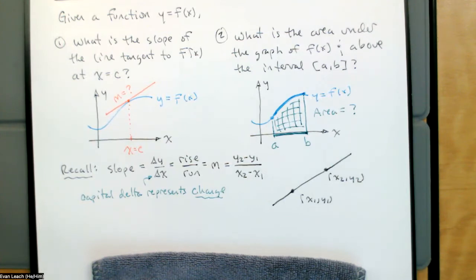Here's the thing though. When we want to find the slope, we need to look at the slope between 2 points. So calculating the slope requires 2 points.